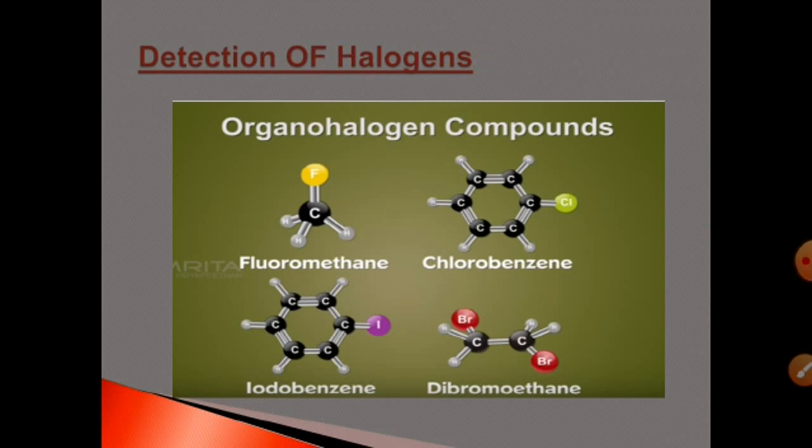There are many organic compounds which contain halogens such as fluorine, chlorine, iodine, and bromine. These are known as organohalogen compounds. Upon fusion with sodium metal, the halogens in organic compounds are converted into ionic sodium halides.